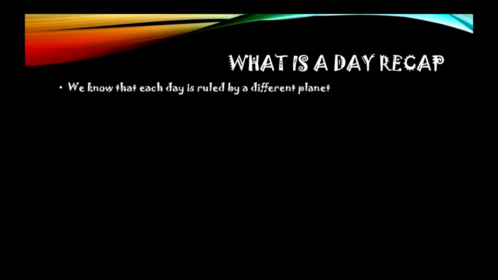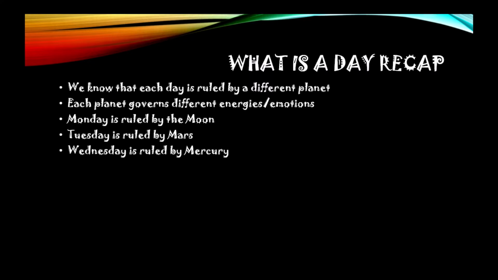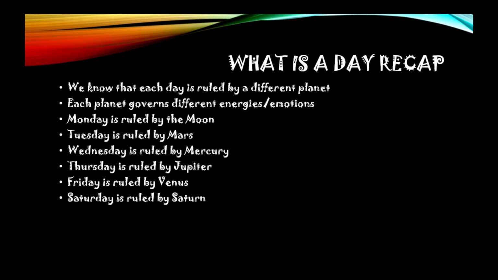So we know that each day is ruled by a different planet. Each planet governs different energies or emotions. Monday is ruled by the Moon. Tuesday is ruled by Mars. Wednesday is ruled by Mercury. Thursday is ruled by Jupiter. Friday is ruled by Venus. And Saturday is ruled by Saturn. Sunday is ruled by the Sun.